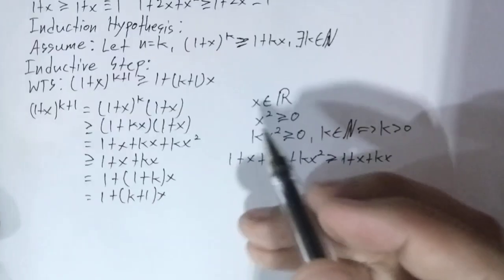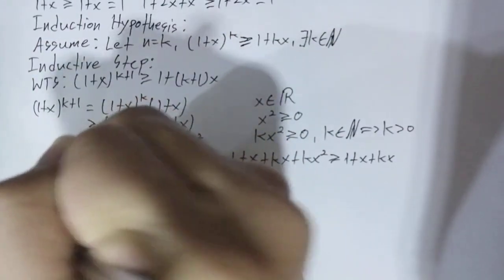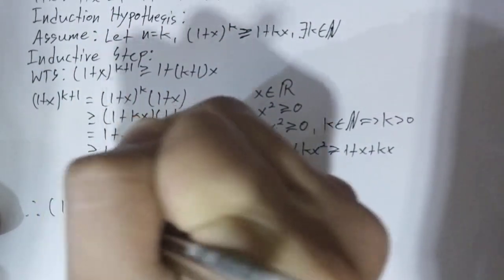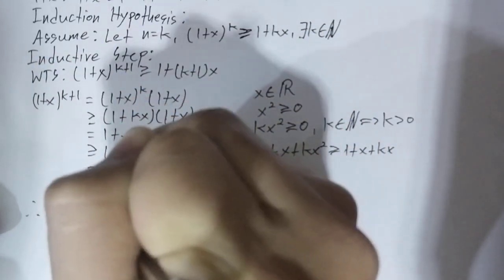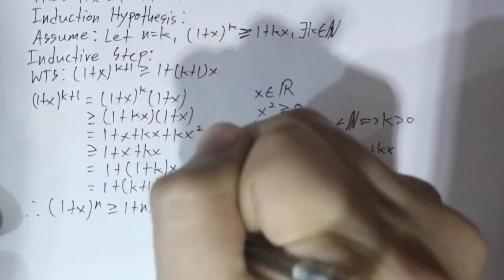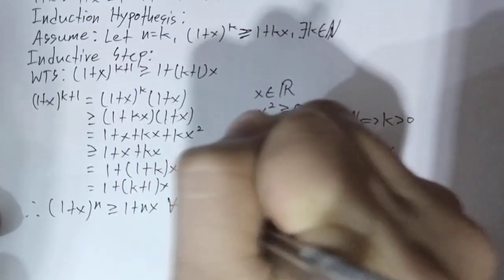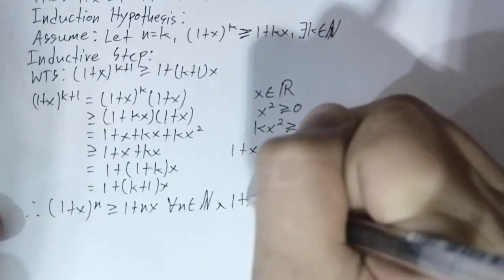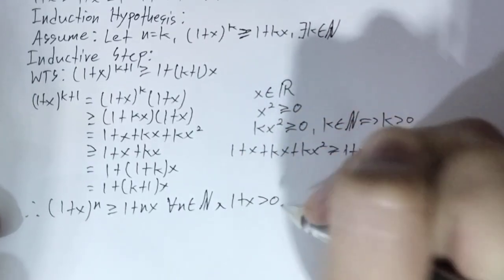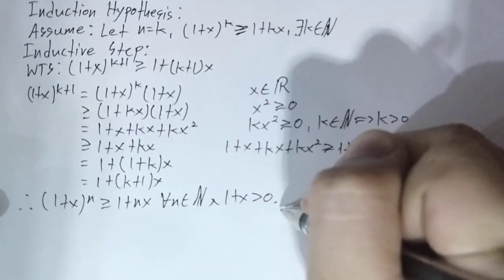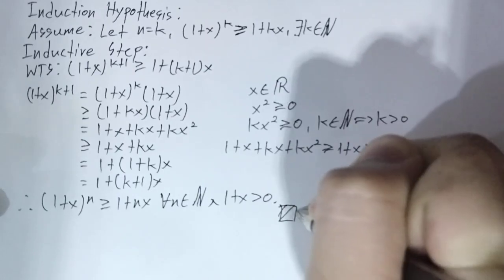So since we've shown that, we can now say that the binomial (1 plus x) raised to n is greater than or equal to 1 plus nx for all n that is a natural number, and 1 plus x is strictly positive. Now with that, this proves our theorem, which is Bernoulli's inequality, and we are now done.